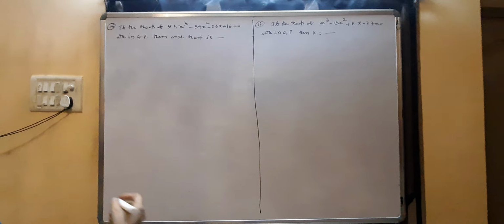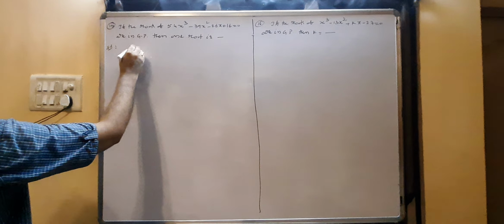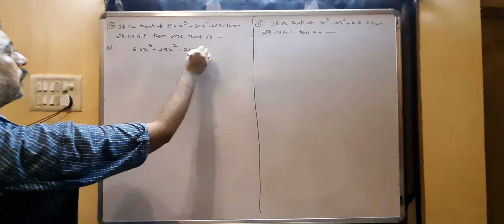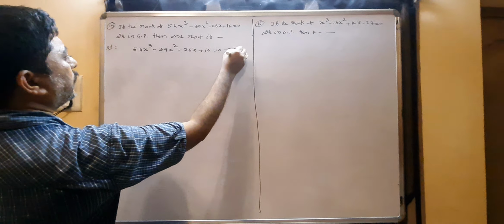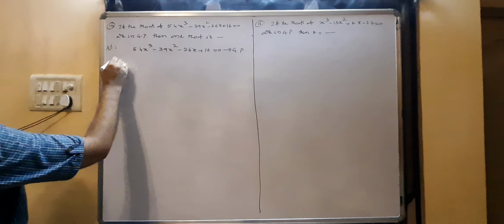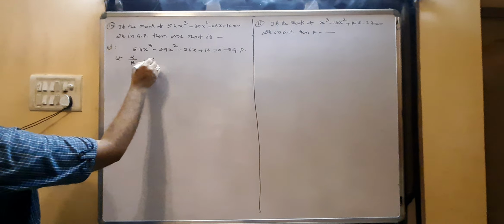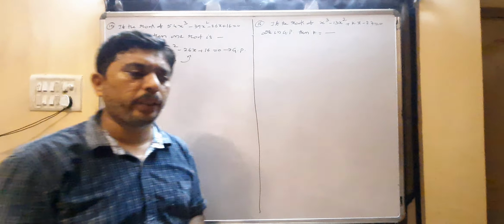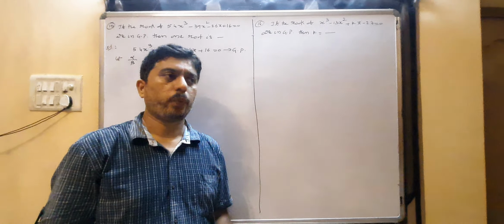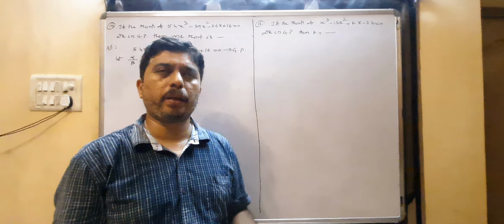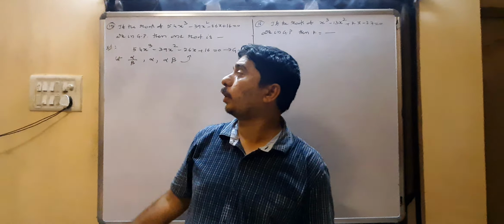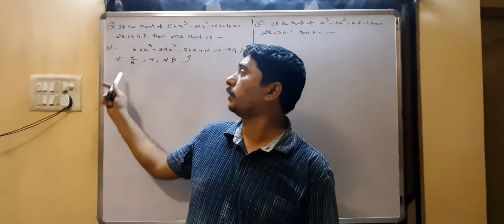Coming to the question. 54x cube minus 39x square minus 26x plus 16 equal to 0. Roots are in GP. GP means you can take alpha by beta, alpha, alpha beta as the roots of the equation. Whenever it is AP, you consider the sum of the roots, and we get one root alpha. Geometric progression means you consider the product of the roots.